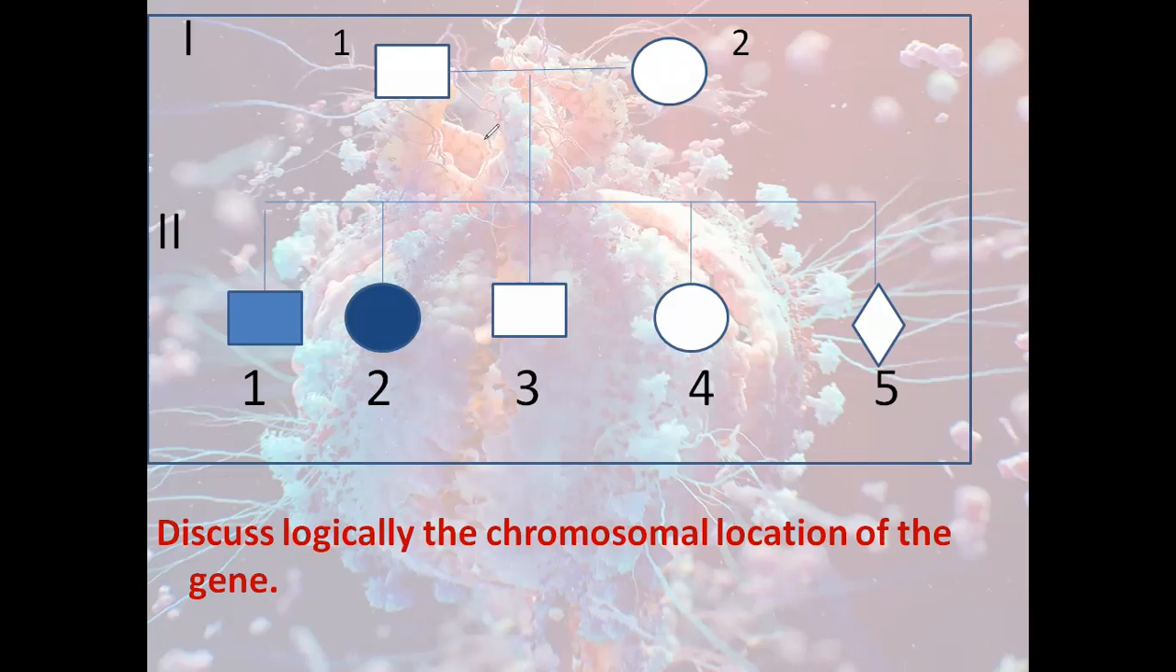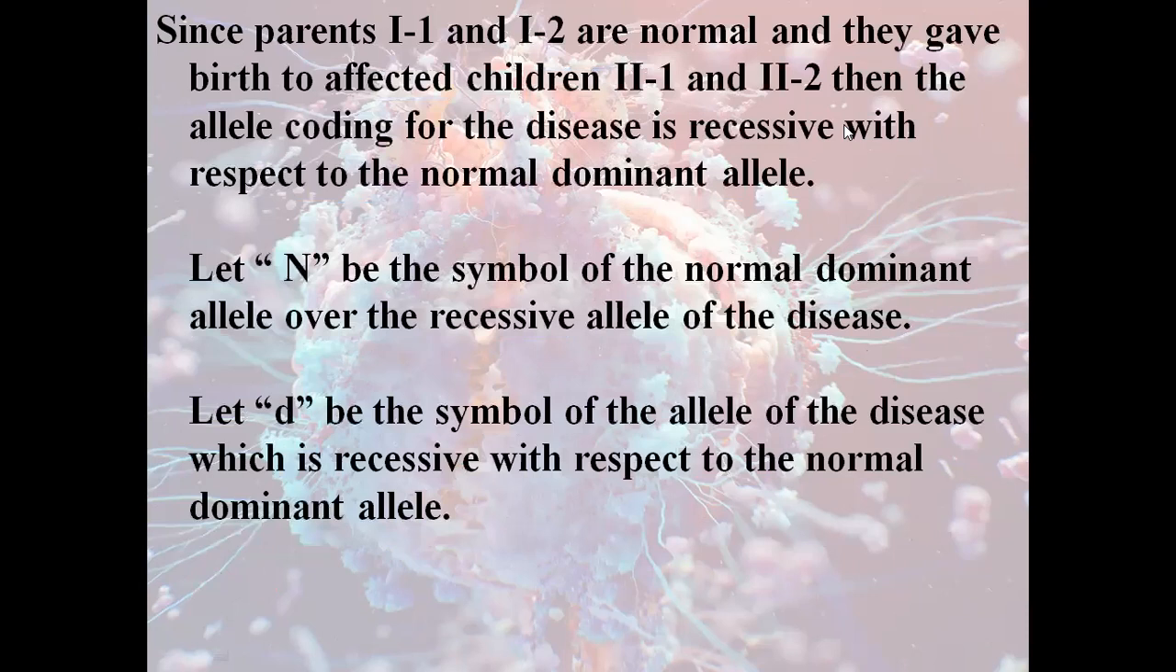Second, I move now to what? To the symbols. So I have to give the symbols. Let N capital be the symbol of the normal dominant allele, which is dominant over the recessive allele of the disease, and let D small be the symbol of the disease allele. So here I gave, since parents 1, 1 and 1, 2 are normal, and they gave birth to affected children 2, 1 and 2, 2, the allele coding for the disease is recessive with respect to the normal dominant allele. And you can add it if you want, and it's masked.